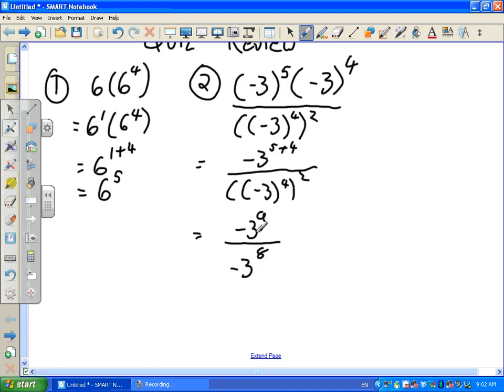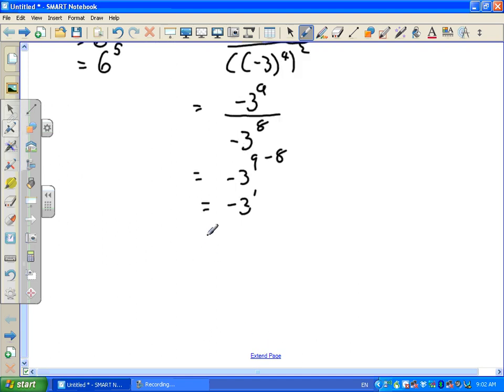Then, what this says is these 2 bases are the same, and they're divided by each other. When we have that, that means we just need to take the exponents and subtract the 2 of them. So, our second last line is negative 3, 9, subtract 8, negative 3 to the power of 1, or some of you left it as just negative 3, that's fine. Any number with no exponent is just assumed to be to the power of 1.